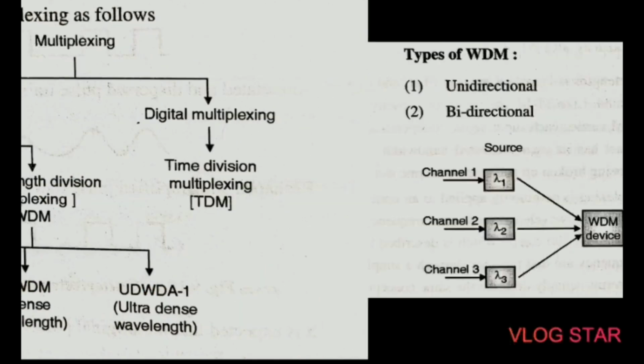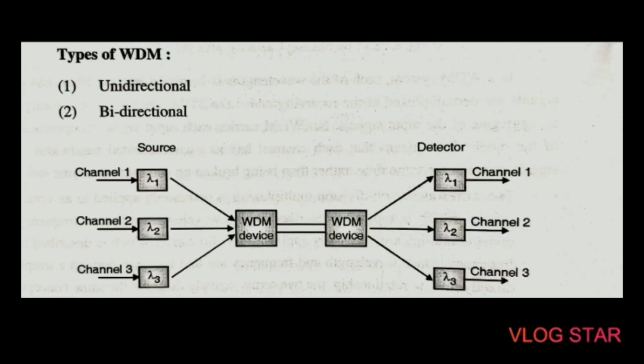So here let us see the types of WDM. In fiber optic communications, wavelength division multiplexing is a technology which multiplexes a number of optical carrier signals onto a single optical fiber by using different wavelengths of laser light. This technique enables bidirectional communication over one strand of fiber as well as multiplication of capacity. The main system features of WDM are capacity, transparency, wavelength routing, and wavelength switching.